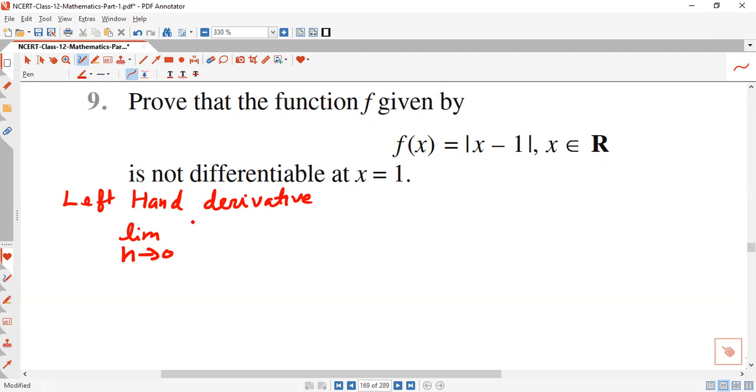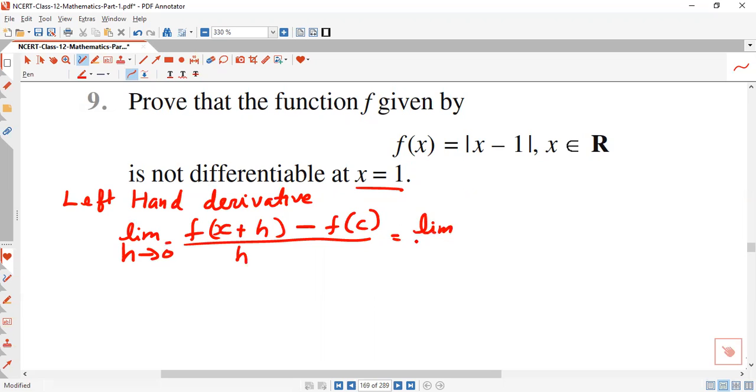The left hand derivative says limit h tends to 0 of f(c + h) minus f(c) divided by h, where h is tending to 0 minus. Here c is the point, which is 1. So we want the limit as h tends to 0 of f(1 + h) minus f(1) upon h.